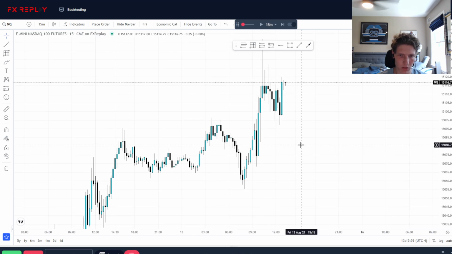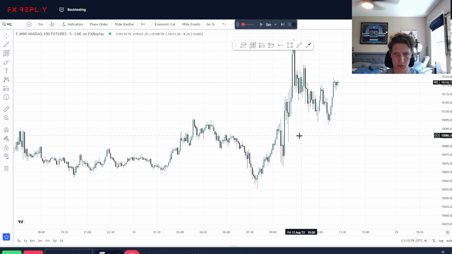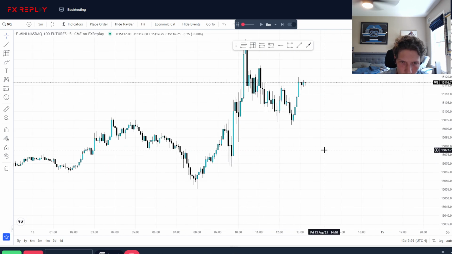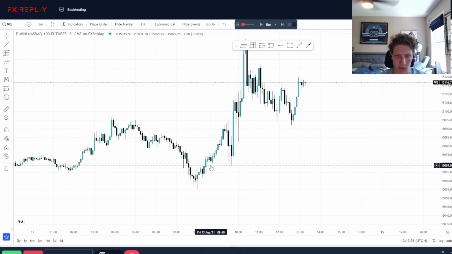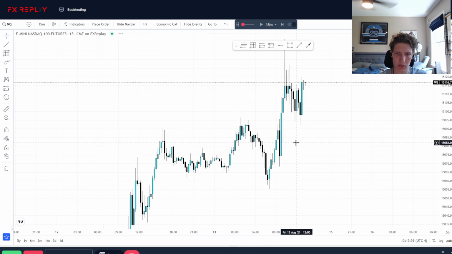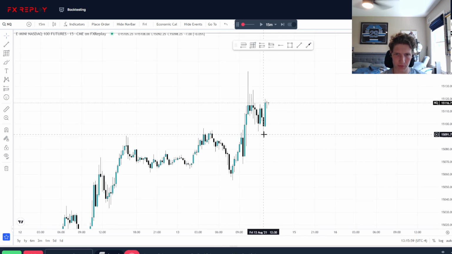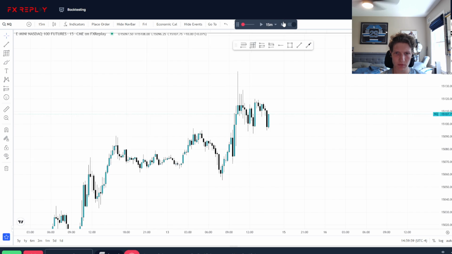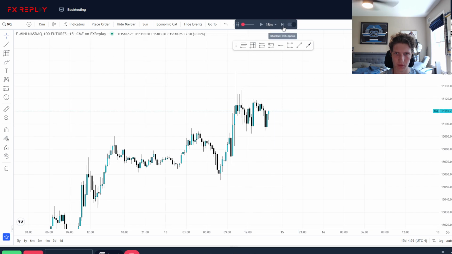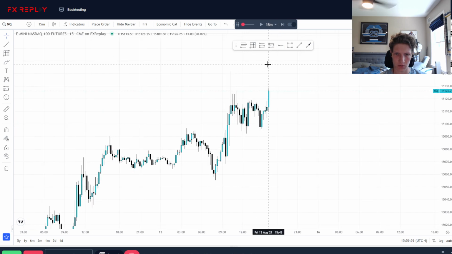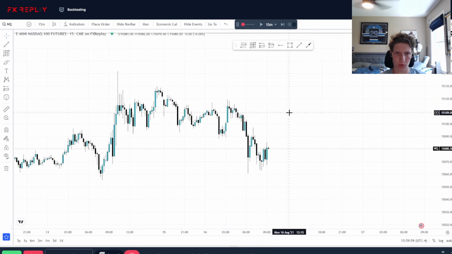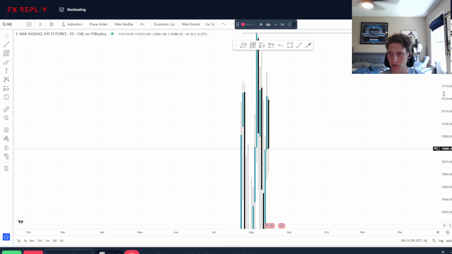Although I will say this is pretty intriguing, the fact that we left these highs and then came back. But the problem with getting that sweep so early is the displacement is terrible. There's no fair value gap available for that entry anyway. Yeah, alright. No trade there, no trade on that Friday.